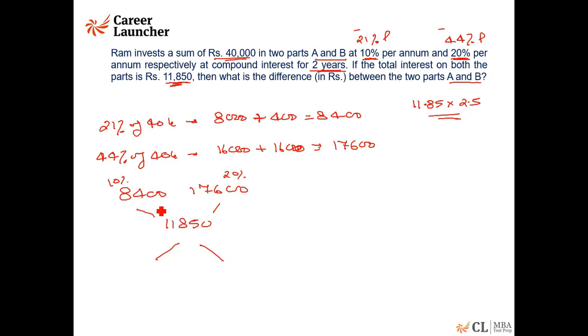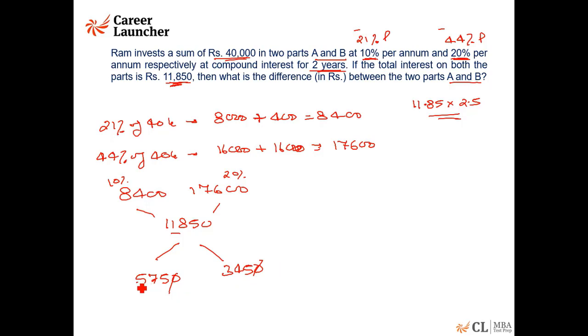So what is this difference going to be? 11,850 minus 8,400 is 3,450. And what is this going to be? 17,600 minus 11,850. 7,600 minus 1,000 is 6,600. So rather, let me put 5,600 plus 150. So that is 5,750. Okay. So what is this ratio going to be? The ratio of the two parts is 575 is to 345.